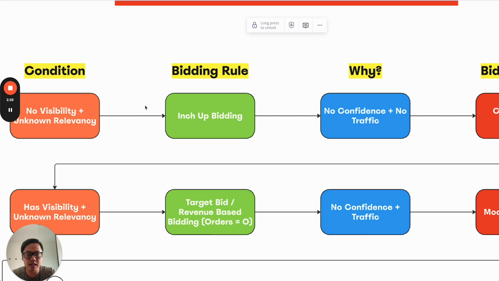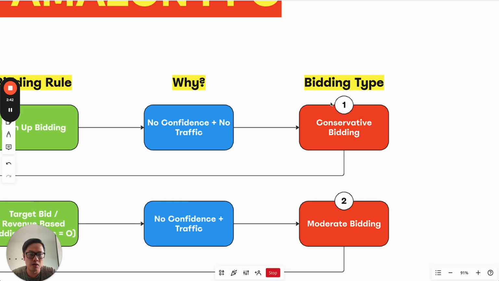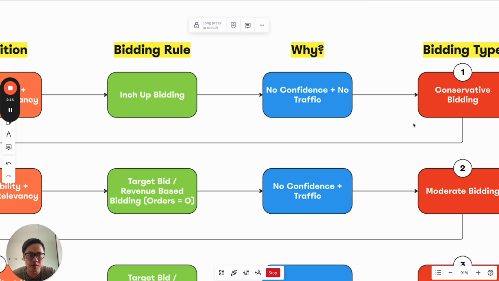But if you multiply this by hundreds, thousands of keywords, then you're spending a lot of money on targets that you don't really have that much confidence over. So why? I have no confidence, no traffic. So the bidding type here is conservative. It's essentially what I just discussed there.